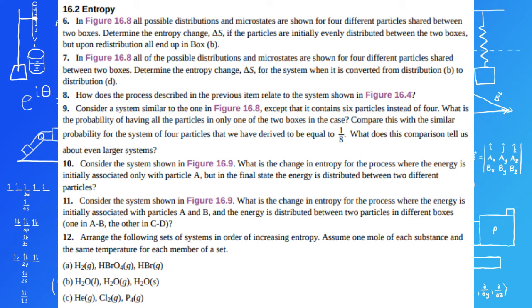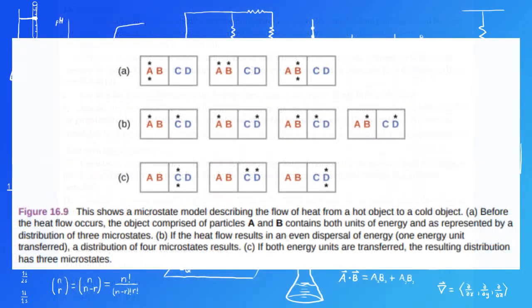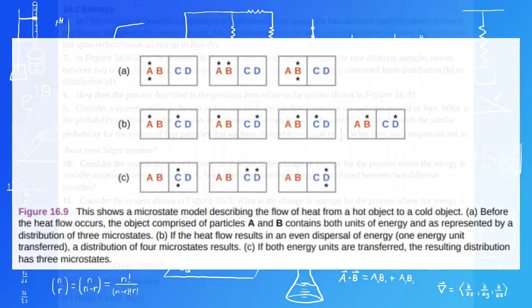Okay, so you would have to count, let's see, there's only one state in which both units of energy are in particle A, and then distributed across 2 particles, there's how many of those? There's A and B, there's A and C, there's A and D, there's B and C, there's B and D, there's C and D. So how many are those? That's 1, 2, 3, 4, 5, 6. So there's 6 configurations where that happens.